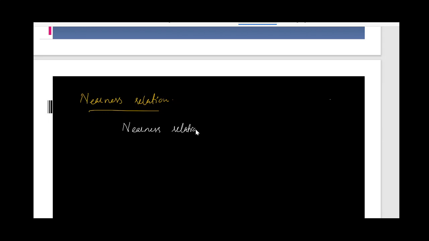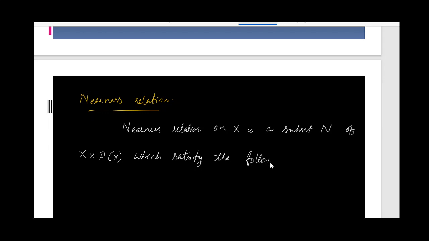X is a set. A nearness relation on X is a subset N of X cross P of X. That is, we are considering the power set also, which satisfies the following properties.